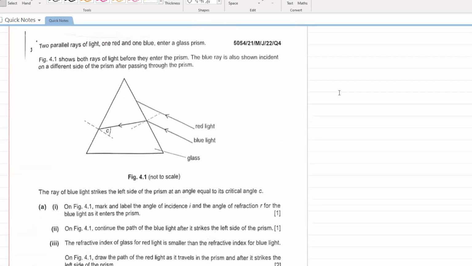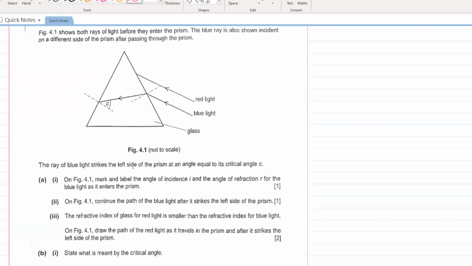Let's move ahead. Two parallel rays of light, one red and one blue, enter a glass prism. Figure 4.1 shows both rays of light before they enter the prism. The blue ray is also shown incident on a different side of the prism after passing through the prism. The ray of blue light strikes the left side of the surface at a critical angle. On figure 4.1, mark and label the angle of incidence and the angle of refraction for the blue light as it enters the prism.